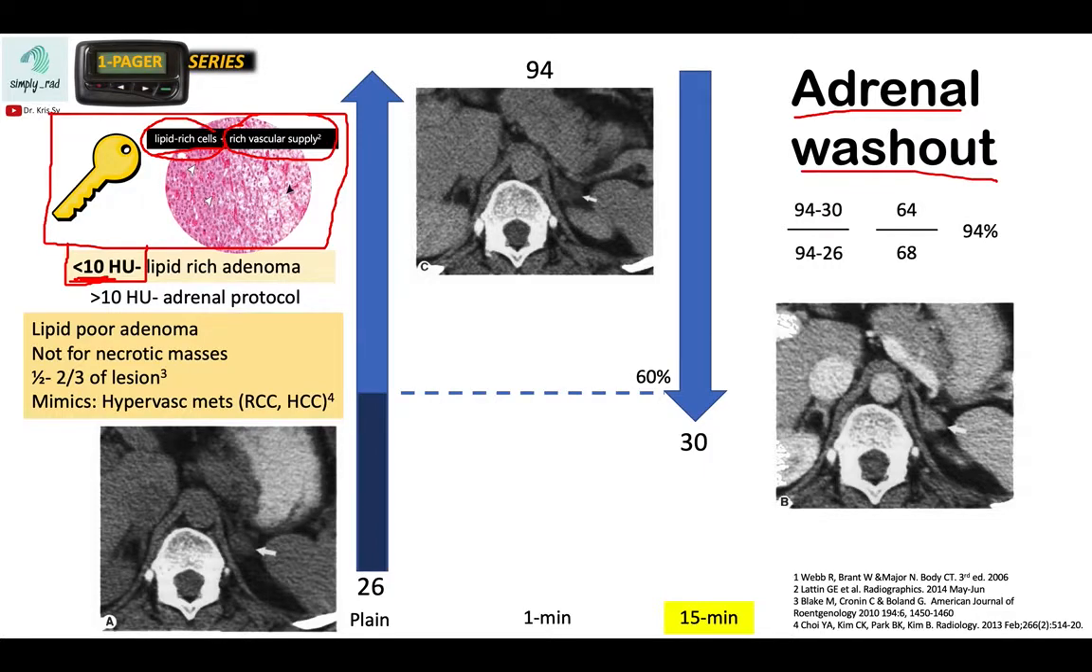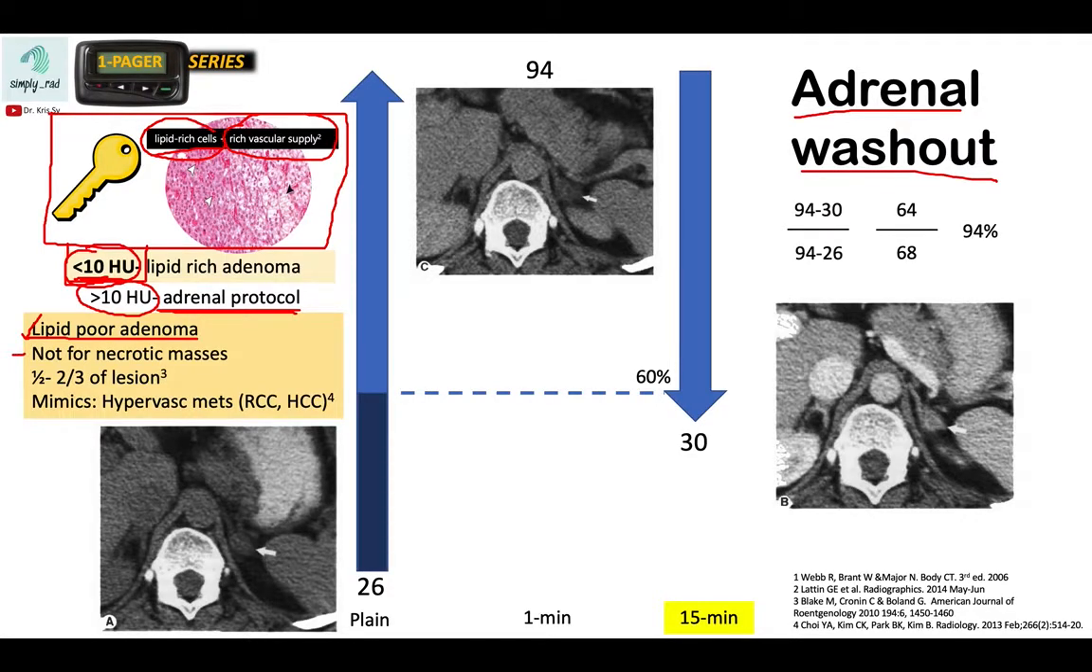But there are also cases in which our lesion is more than 10 Hounsfield units, in which case we need to do the Adrenal Protocol. The Adrenal Protocol is used in the following setting, in which we are considering a lipid-poor adenoma. Why lipid-poor? Because if it's already lipid-rich, then we can already establish it on the plain study.